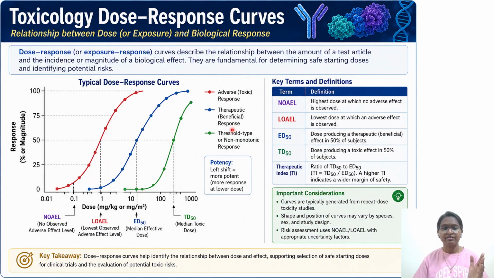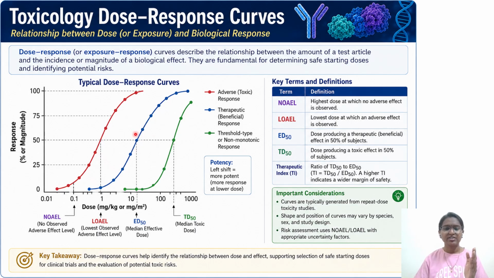So we'll see three different types of dose response curve. Here, the red color is adverse. This red graph shows the adverse or toxic response, and the blue color is therapeutic. The pharmacologist will focus more on the blue line, that is the therapeutic beneficial response. As a toxicologist, you will be looking at the adverse toxic response, because from this adverse toxic response you'll be getting NOAEL as well as LOAEL, whereas from the therapeutic beneficial response, pharmacologists will get ED50. And the third one, the green one, is called the threshold type or non-monotonic response, from which you are going to get your toxic effect, the median toxic dose.